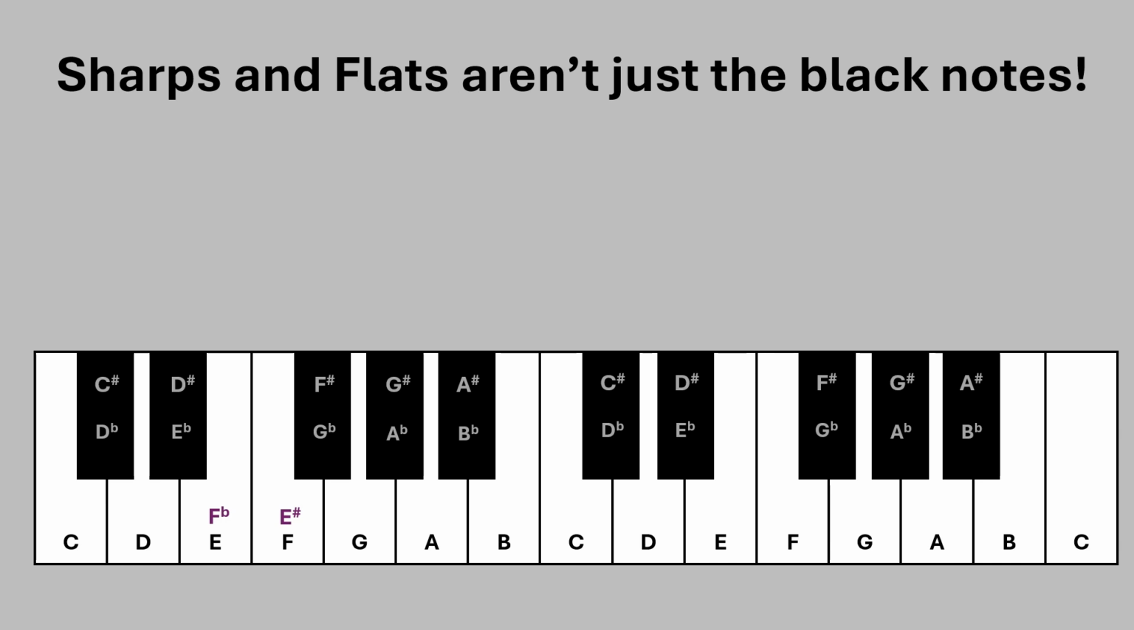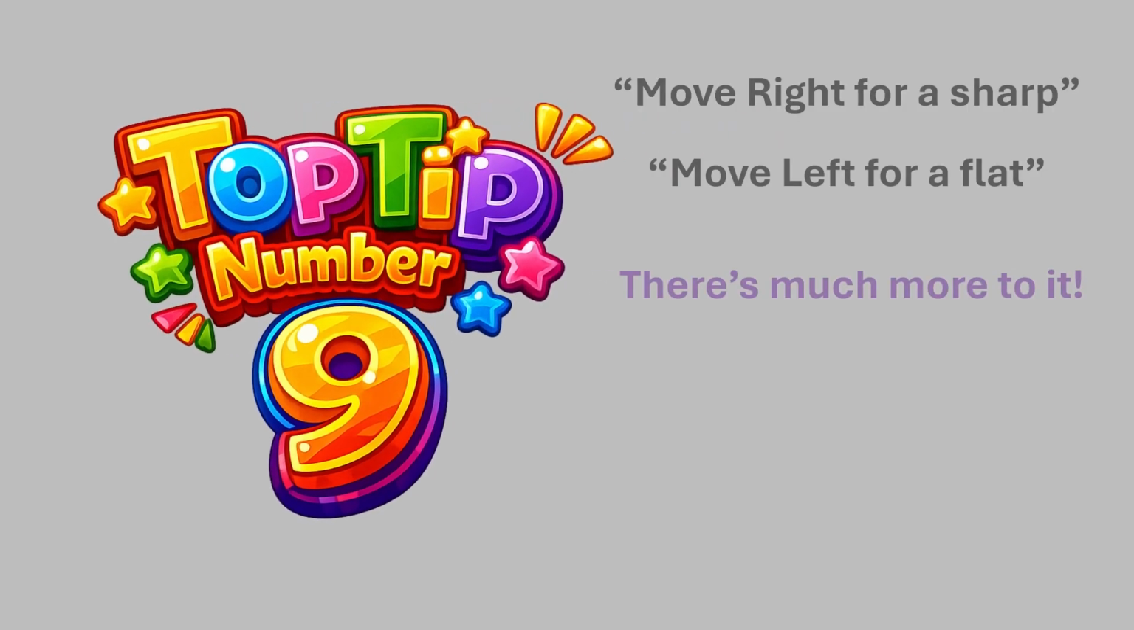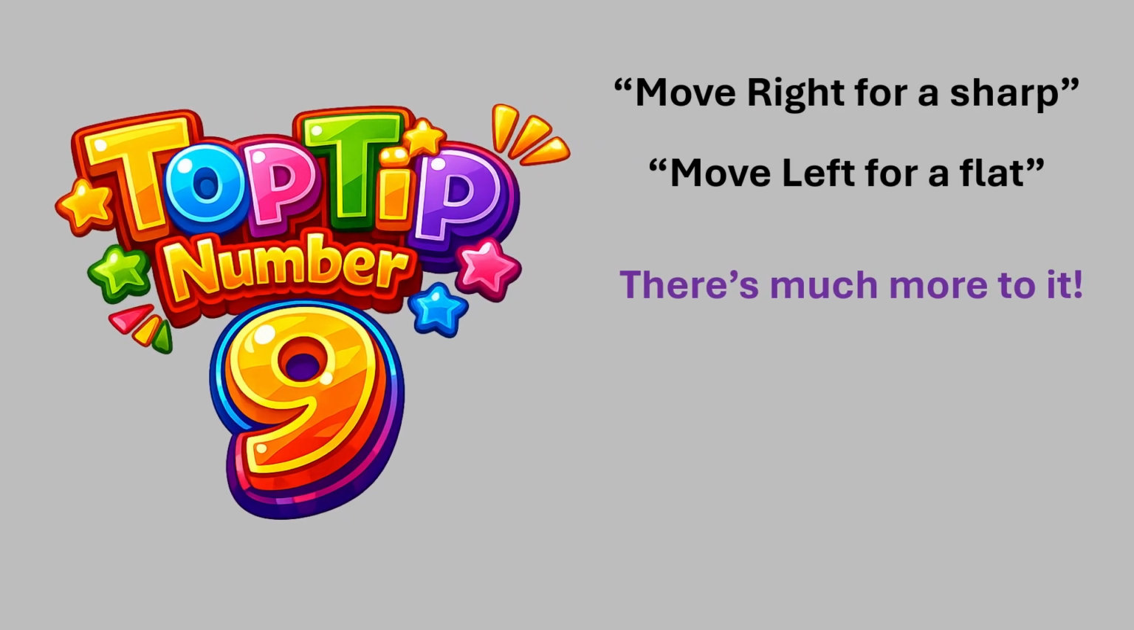Therefore, this also means that if we move left by one semitone from C, we must reach C flat. And if we move right by one semitone from B, we must reach B sharp. Therefore, sharps and flats aren't just black notes. Top tip number 9. Move right for a sharp, move left for a flat. There's much more to it.